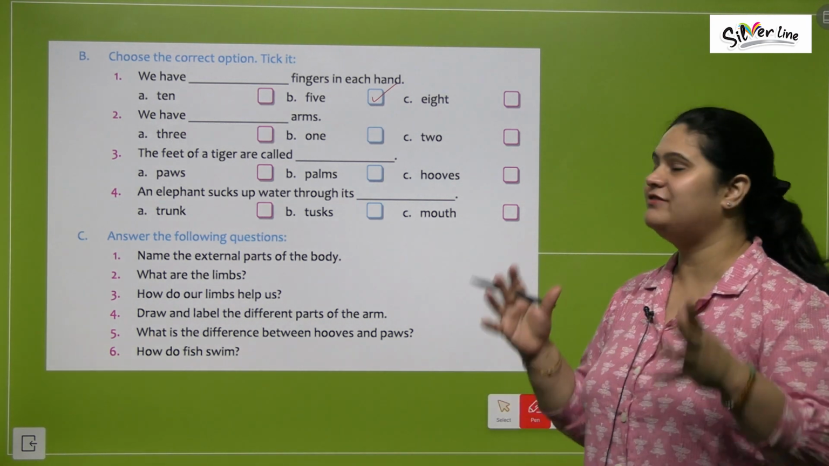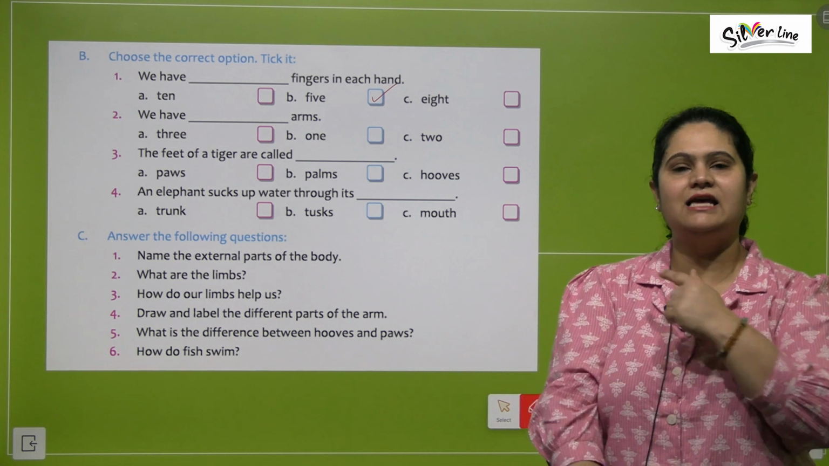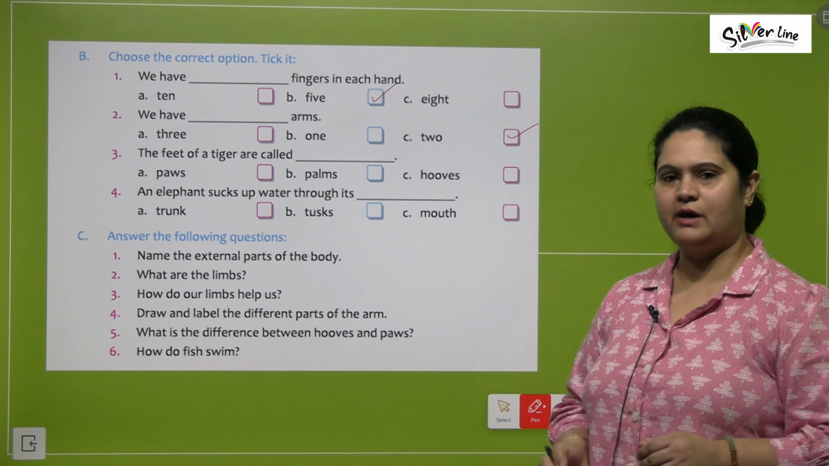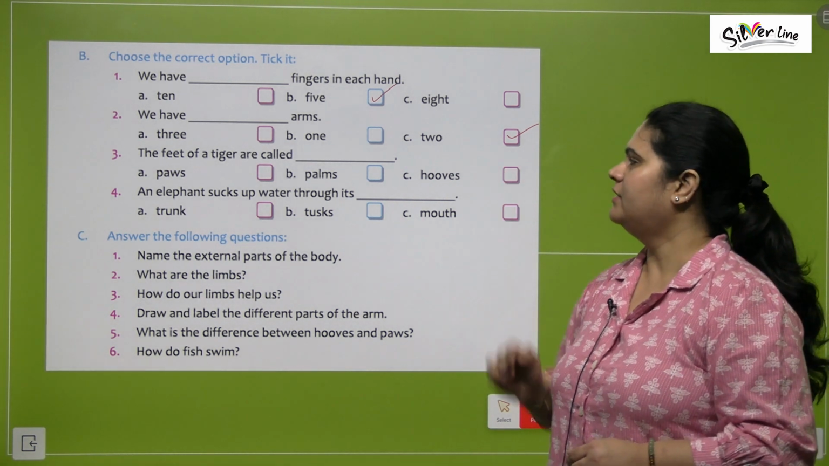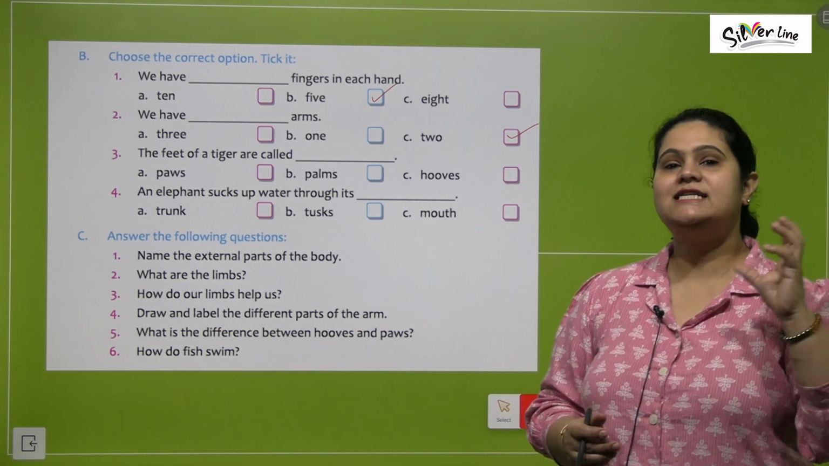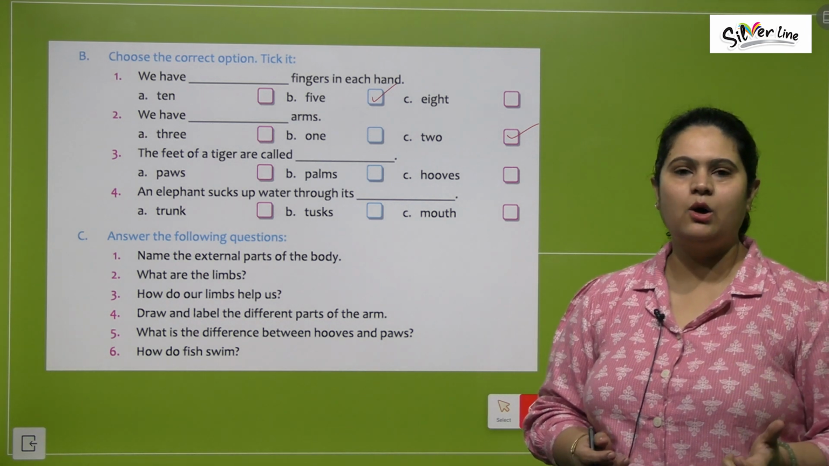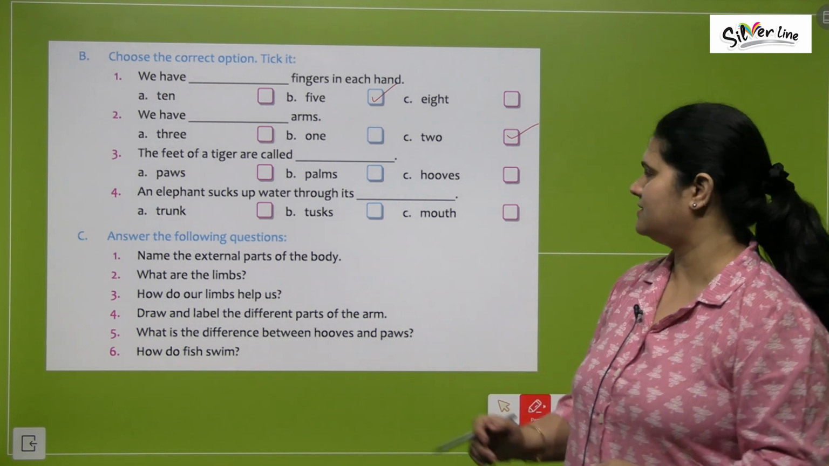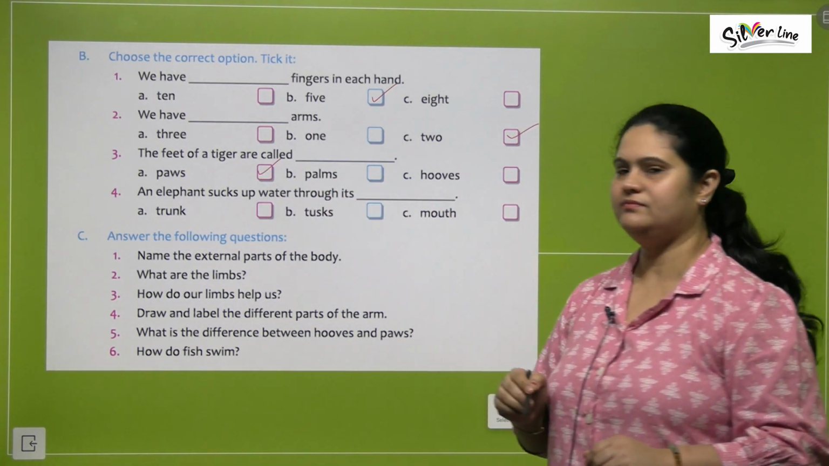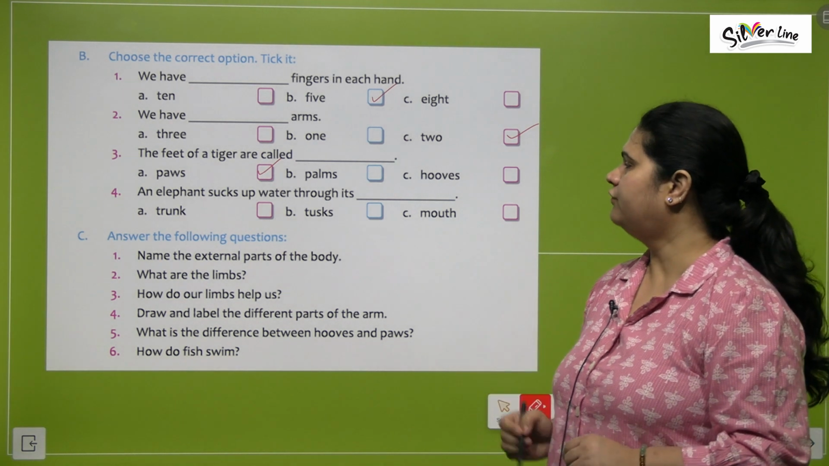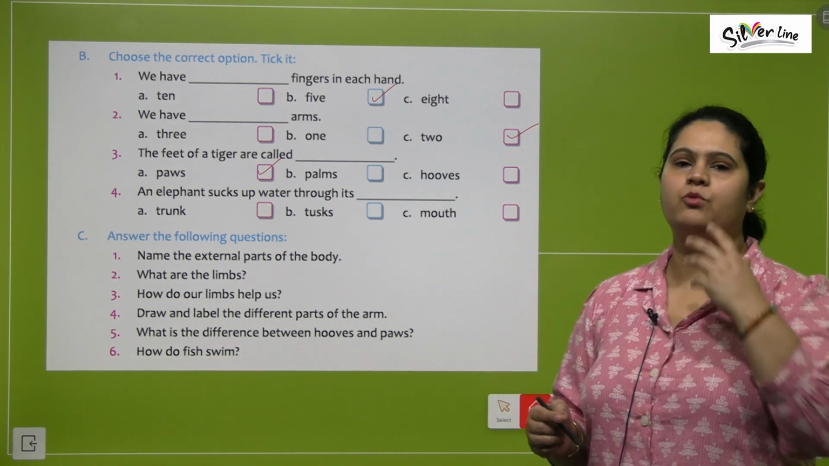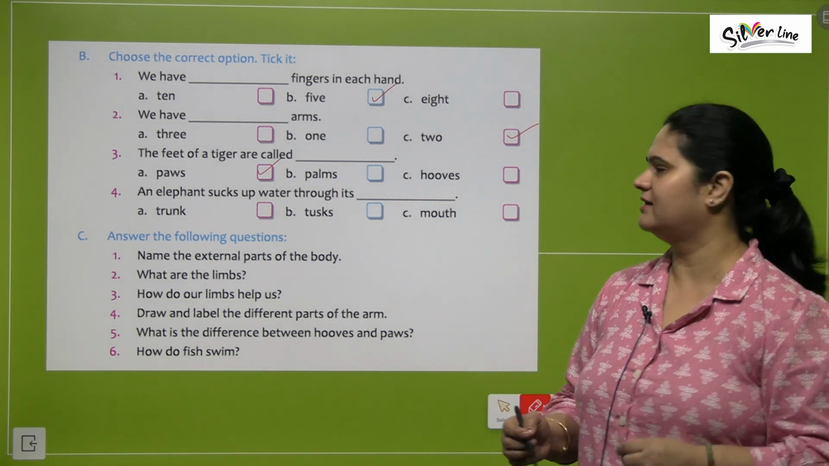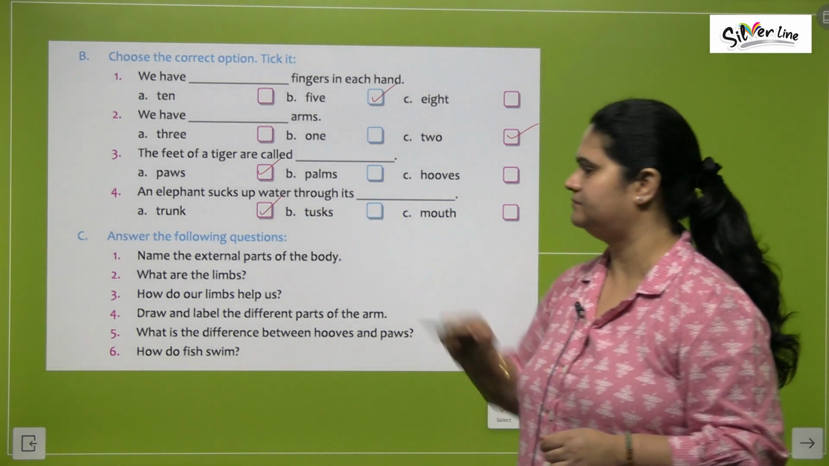Number 2, we have dash arms. हमारे पास कितनी arms हैं? We have 2 arms. Right? Number 3, the feet of a tiger. कैसे होते हैं? What are they called? They are soft feet and they are known as paws. Right? Number 4, an elephant sucks up water through its, किस चीज से suck करता है? Through its trunk. Right.